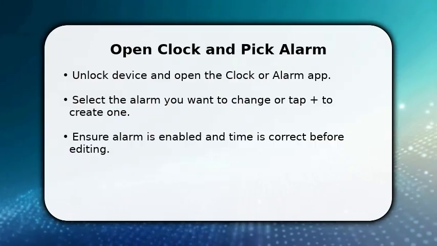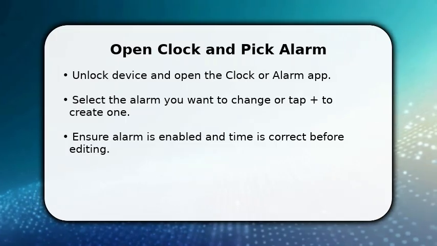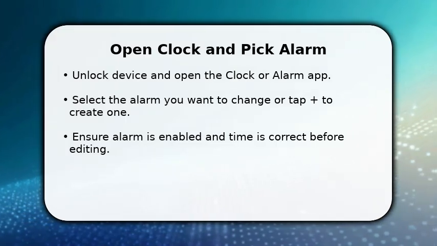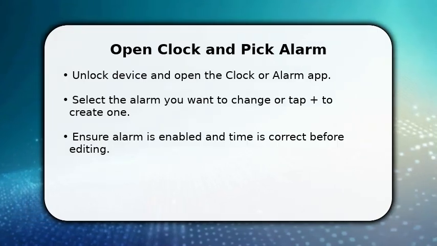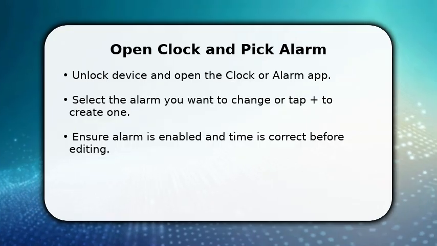You start by opening the clock or alarm app because that's where alarm settings live. Tap the alarm you want to change, or add a new one with the plus button, and make sure it's enabled and set to the correct time.